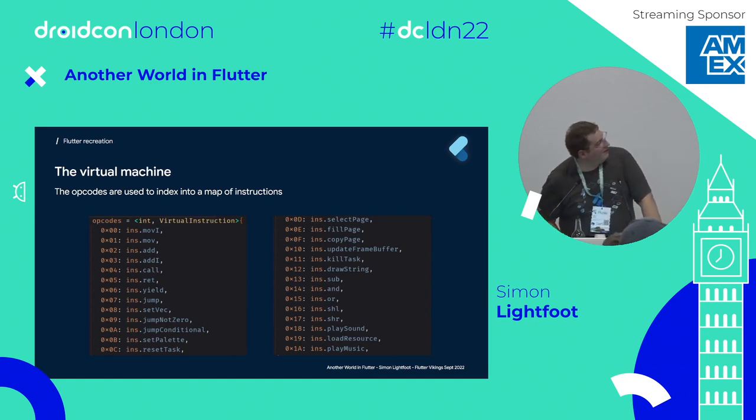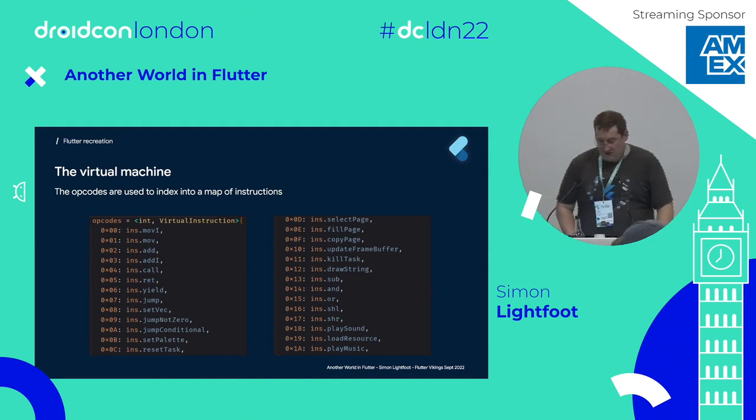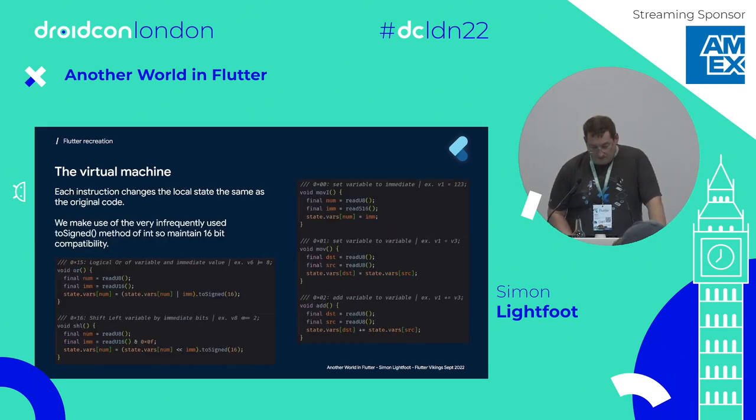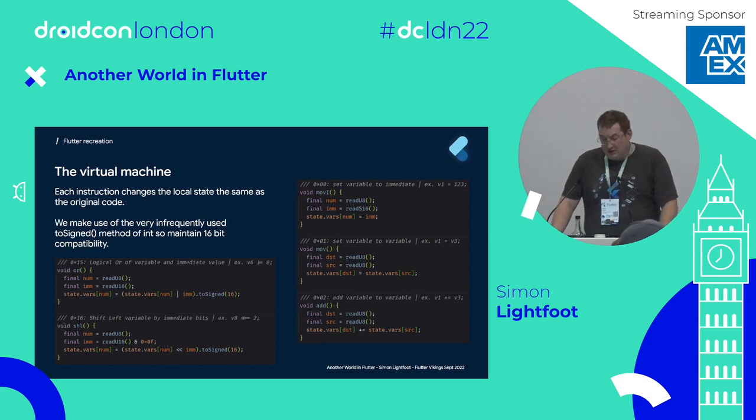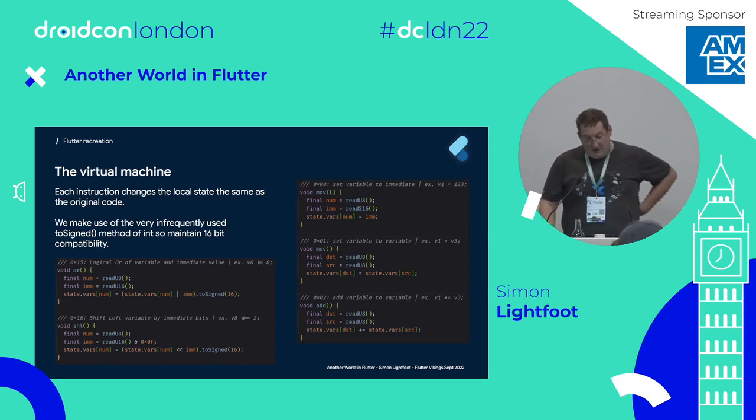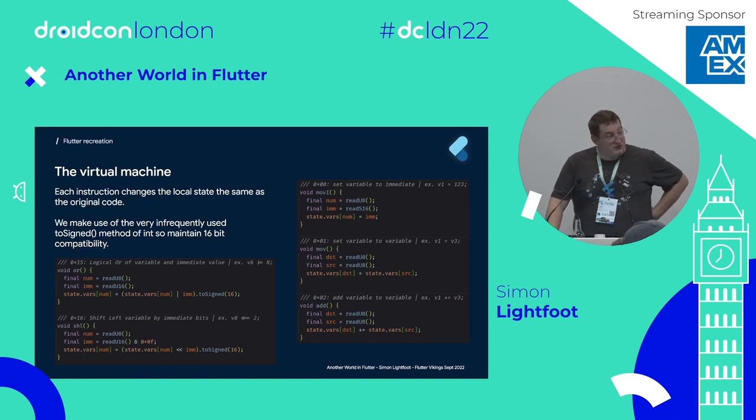There are a few here that are unique. So we've got set vector, which is creating a new task, reset the current task, set the palette, and then we've got copying pages, those frame buffers we saw earlier, and then draw string and play sound and so on. These just make it a bit more efficient. Each of these instructions changes the local state of the game, same as the original code. There's no real change here.